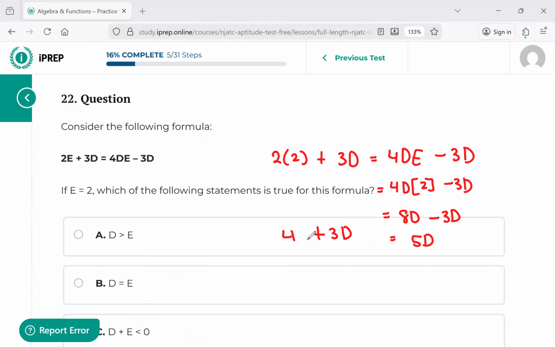So I'm going to subtract 3d. You get 4 equals 5 minus 2d. Divide this by 2. You get 4 divided by 2. And yes, it's letter B, because d equals e, right? d is 2, e is 2. There we go.